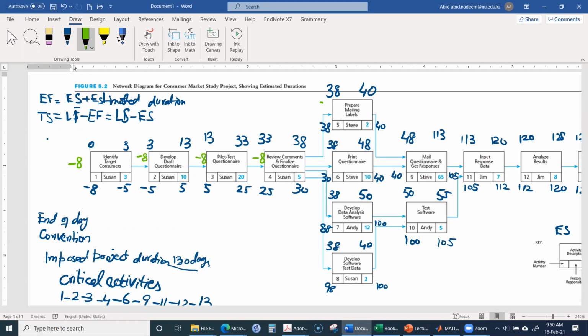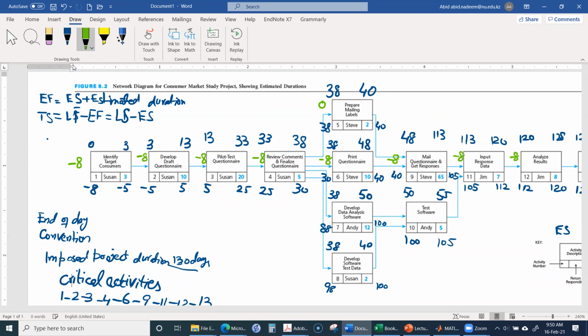38 minus 30 is 0. So now 0 is greater than -8, so 0 will not be the least slack. Therefore, we have not included this activity 5 in the critical activities. So 30 minus 38 is -8. And then 40 minus 48 is -8. 105 minus 113 is -8. 112 minus 120 is -8.